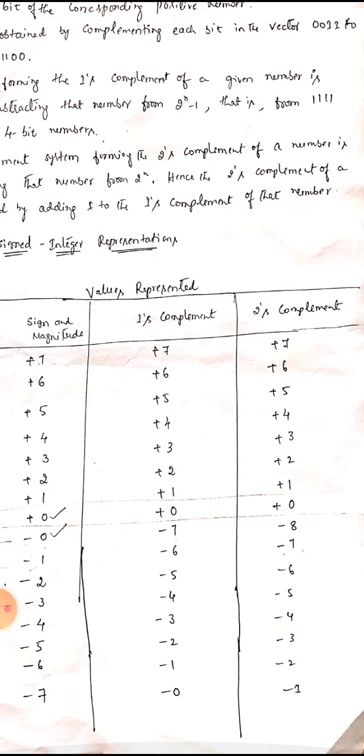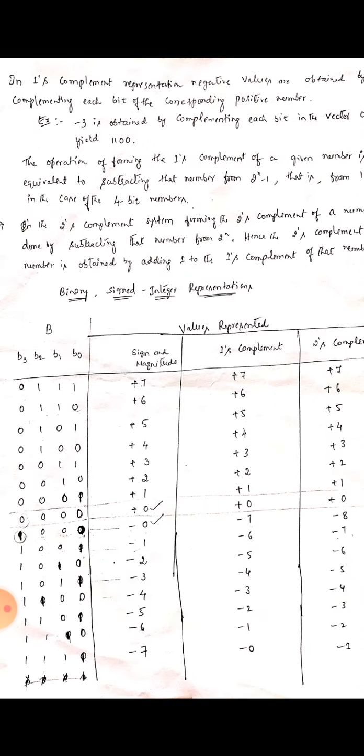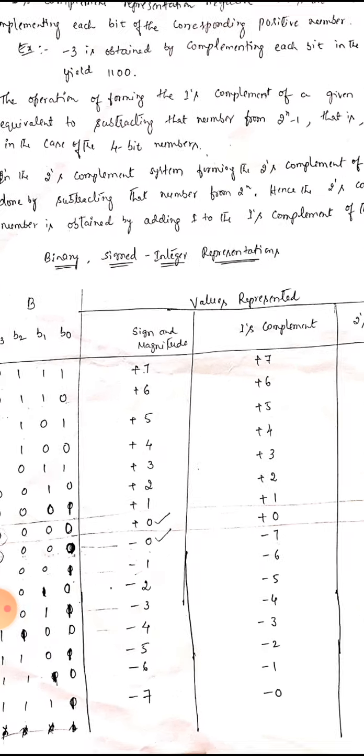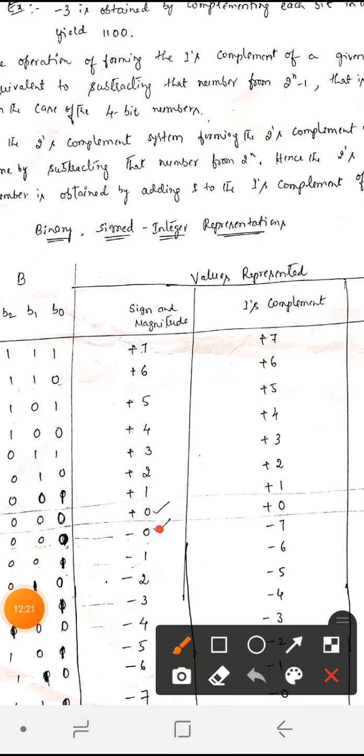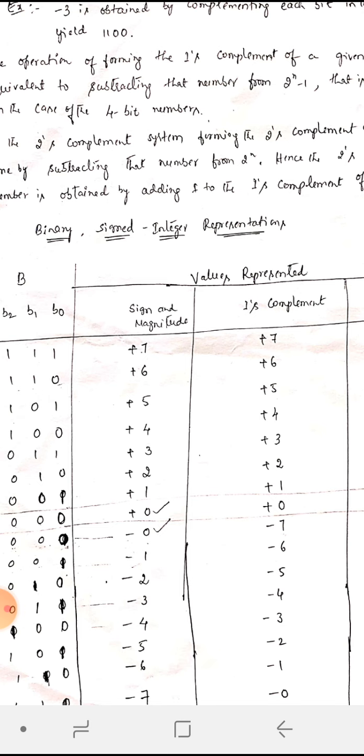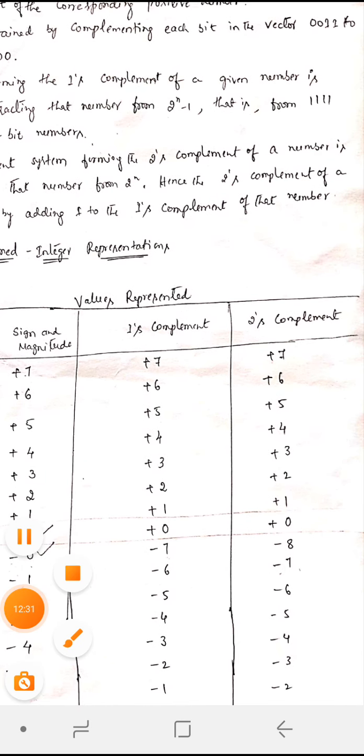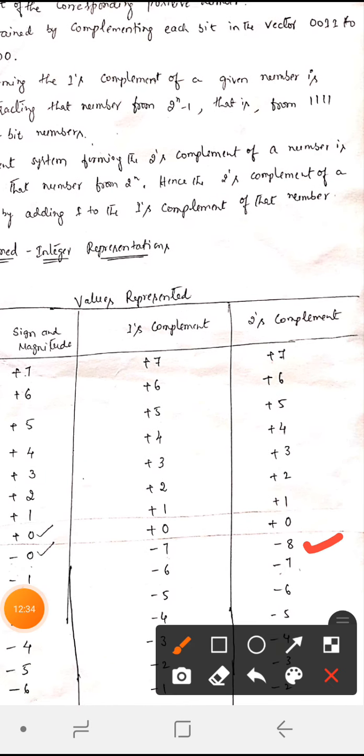Whereas in 2's complement, you have to take the 1's complement of the number and then add 1. That gives you the 2's complement number. For the given number 000, in sign and magnitude the negative is represented as minus 0, whereas in 1's complement it is represented as minus 7, and in 2's complement it is represented as minus 8.